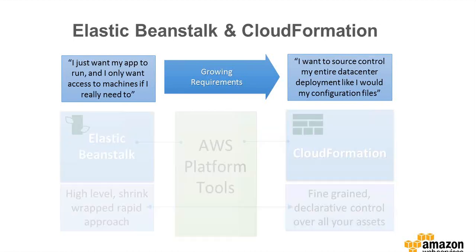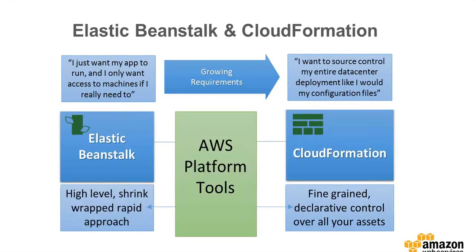So think of Elastic Beanstalk as really a way of taking shrink-wrapped applications that you've built and having them rapidly deployed to AWS. And think of CloudFormation as fine-grained declarative control literally over every single IP address if you choose to configure those, as well as disks that are attached, and any other fine-grained configurations that you wish to have set up in your virtual data center running on AWS.